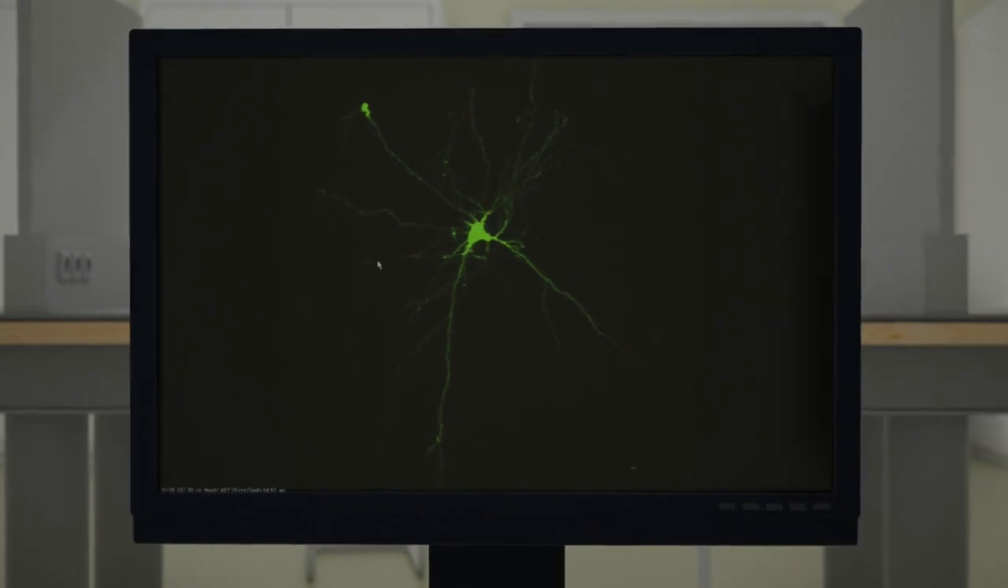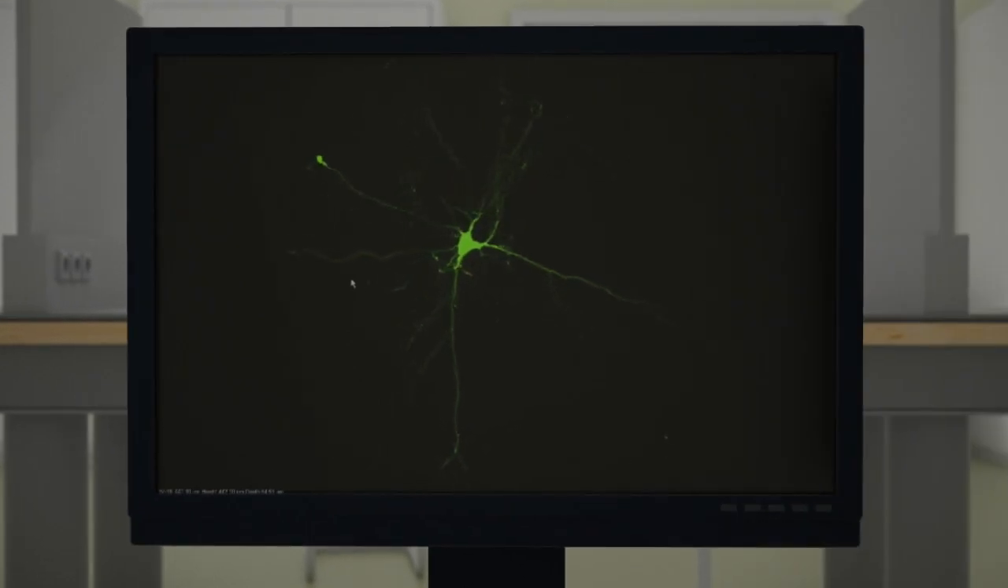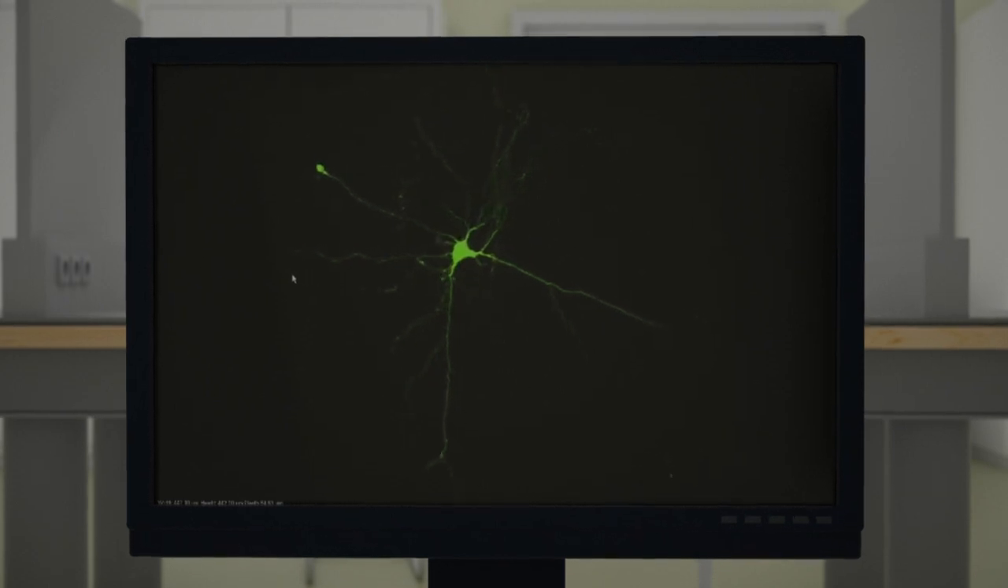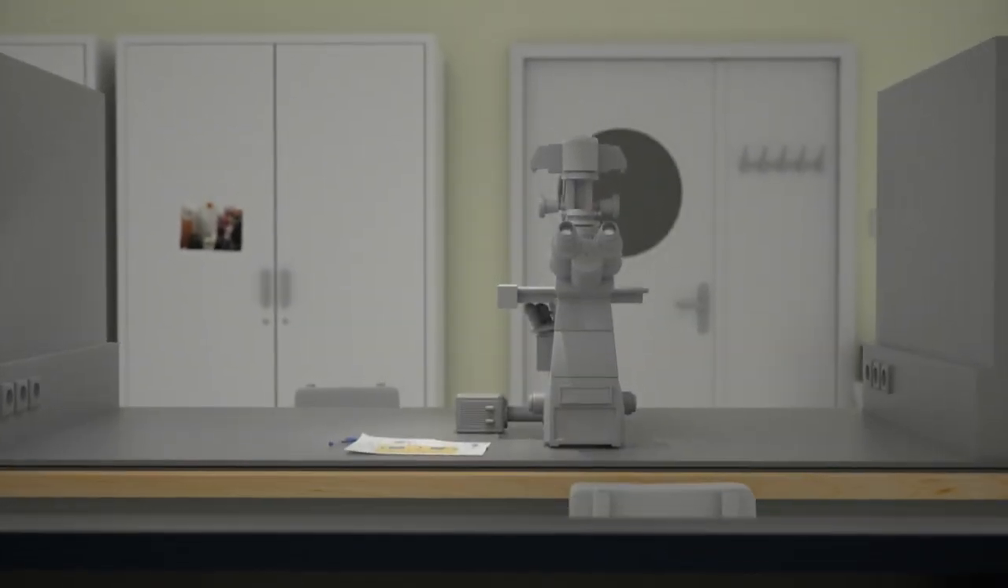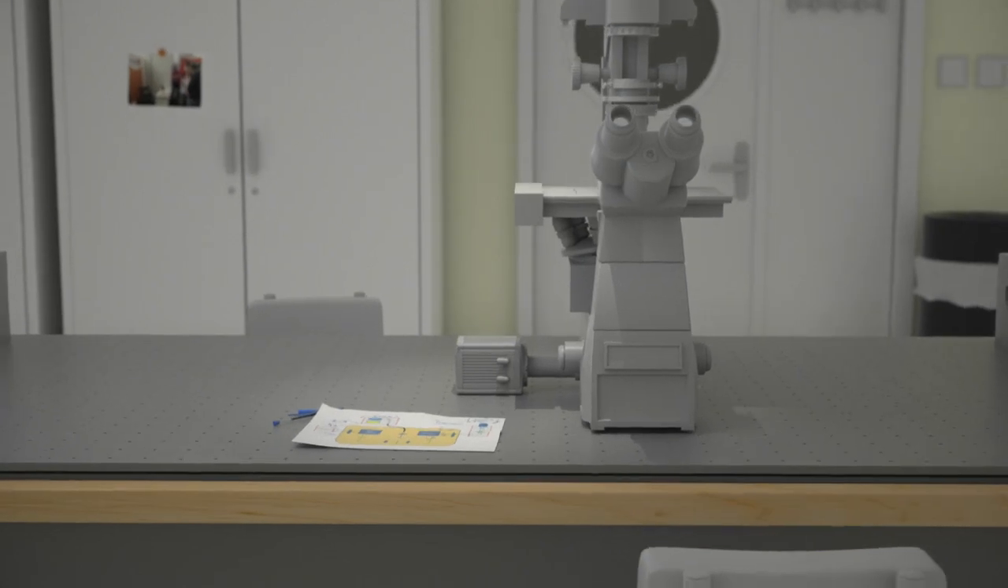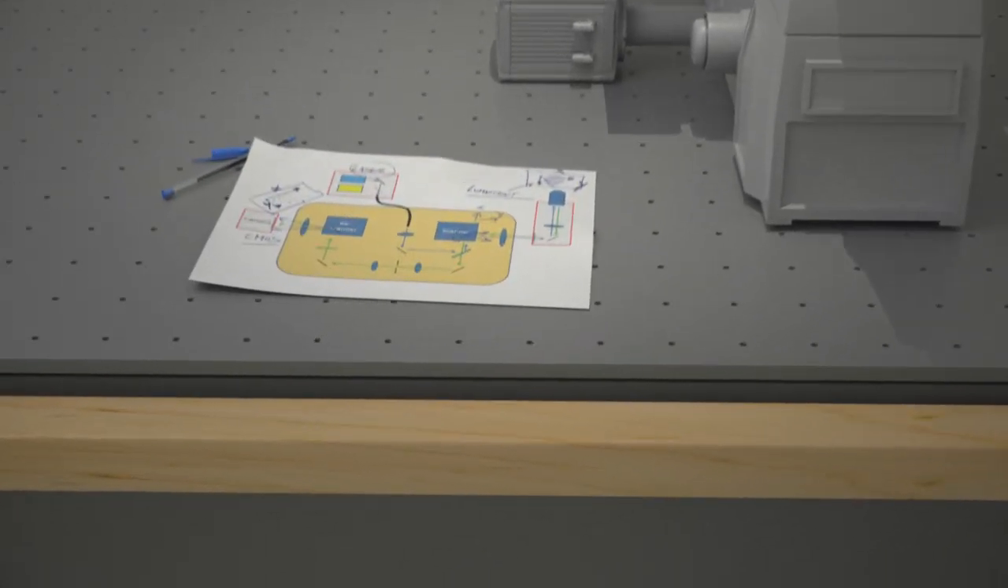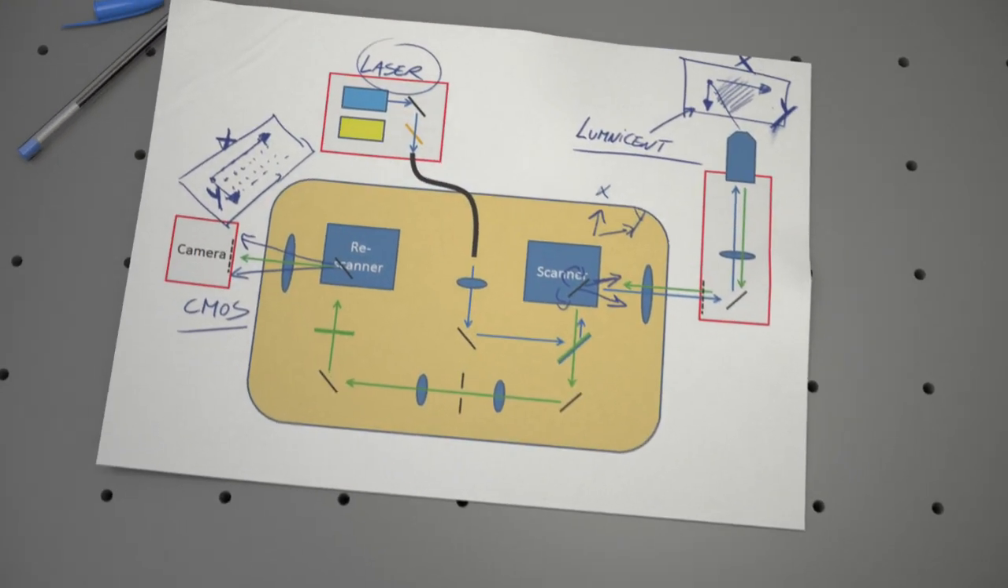This is a neuron cell imaged with a standard wide-field fluorescence microscope. We can observe the cell body, dendrites and spines. And this is the same cell image with a confocal microscope, which clearly shows the 3D structure of the cell. But we can make this image sharper and smoother by using the Rescan Confocal Microscopy technology, or RCM.